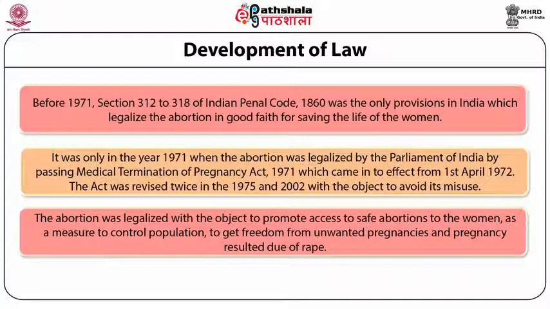Article 21 of the Constitution of India reinforces the right to life. Article 51A(e) also provides for renouncing of practices derogatory to the status of women. In the light of all these, the Parliament of India enacted the Prenatal Diagnostic Techniques, Regulation and Prevention of Misuse Act 1994 for preventing misuse of technology to determine prenatal sex leading to female feticide.